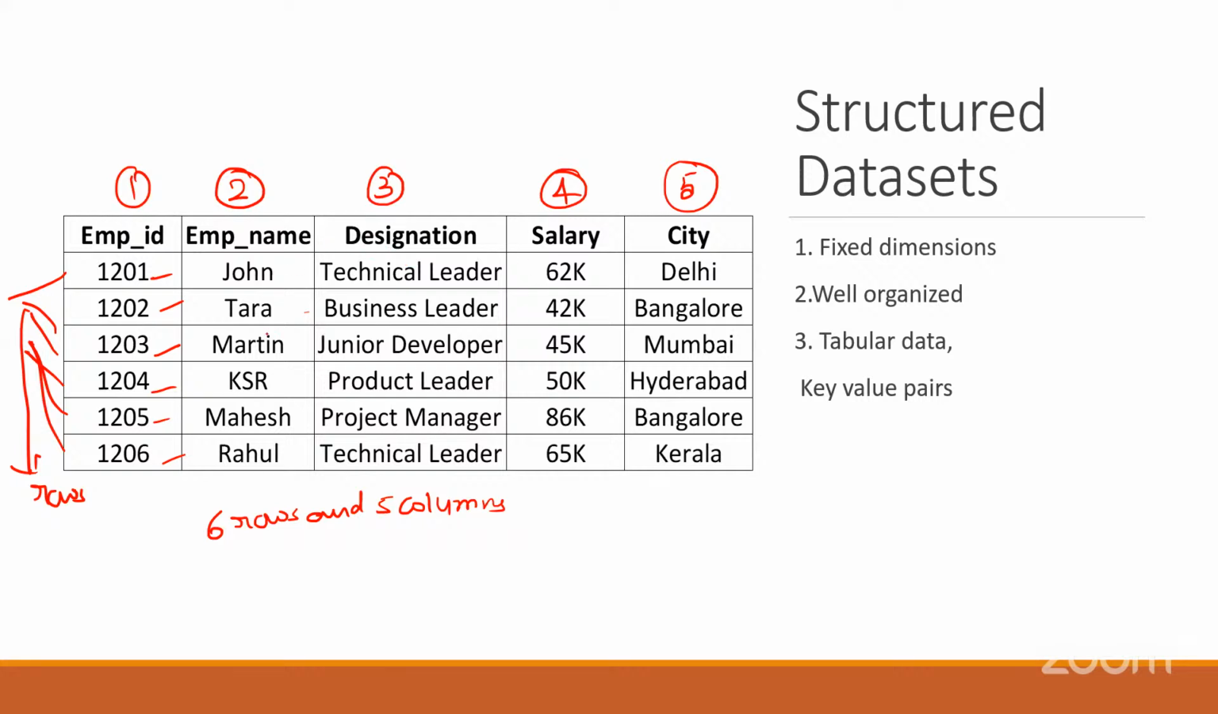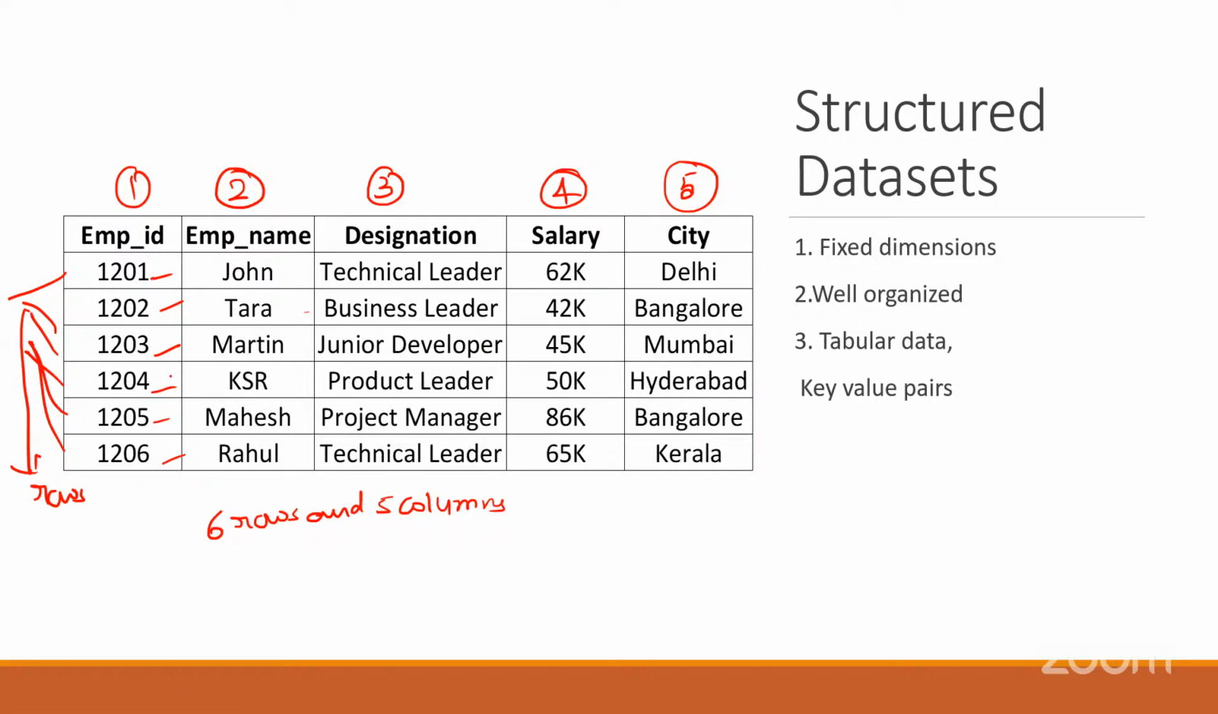It contains the details about the employee information. In this employee information, we have 5 different columns: employee ID, employee name, designation, salary, and city. On average, salary is between 50 to 70. Let's say 42 is the minimum salary and 86 is the maximum salary. The designation ranges from junior developer to project manager, and the data is from different cities.